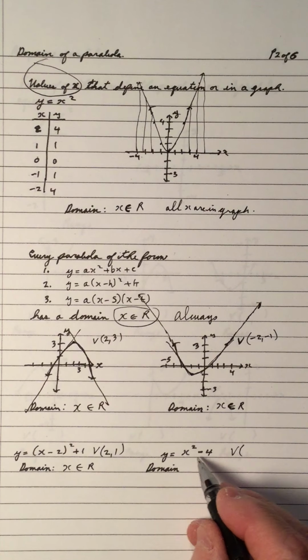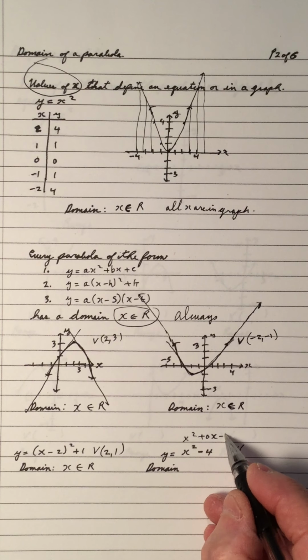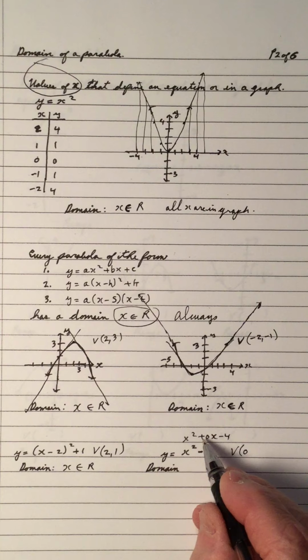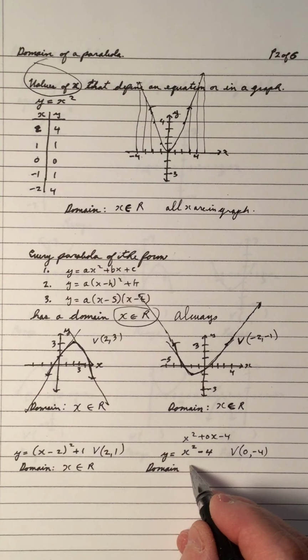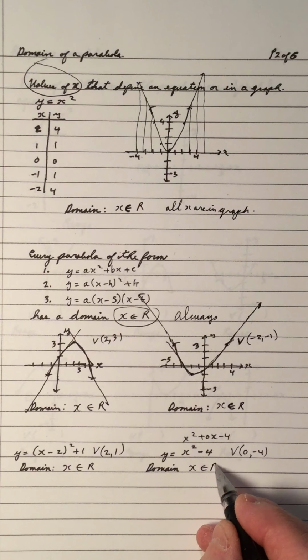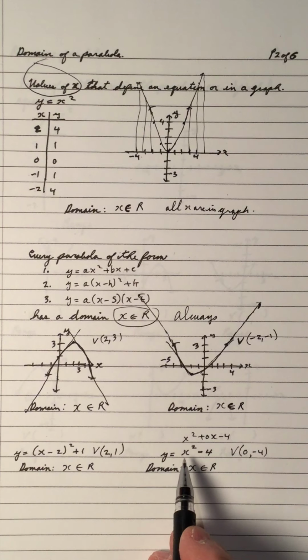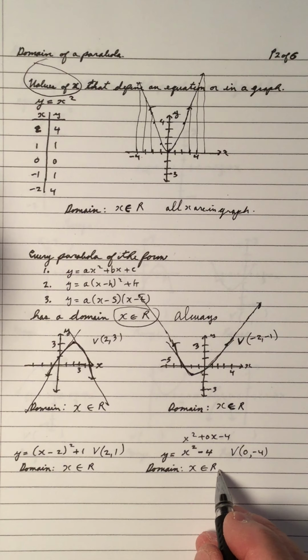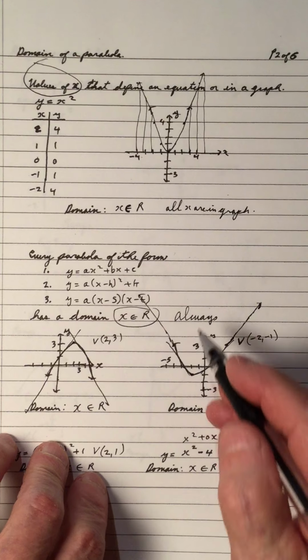Again, this is the parabola. The vertex. Notice that x² + 0x - 4, the x is missing, so the vertex is 0, -4. And what's the domain of this parabola? x ∈ ℝ. The domain of any parabola is x ∈ ℝ. x belongs to the reals. Always, always, always.